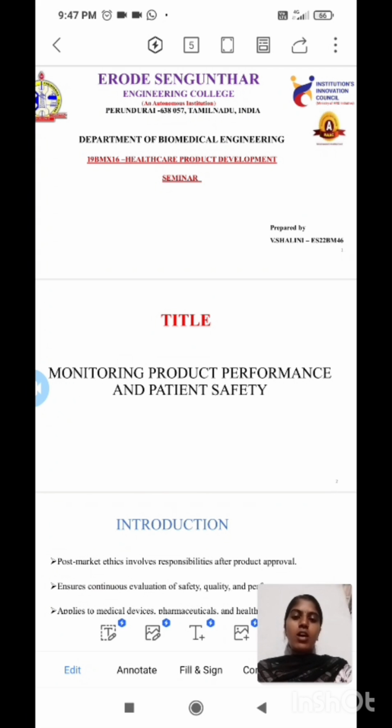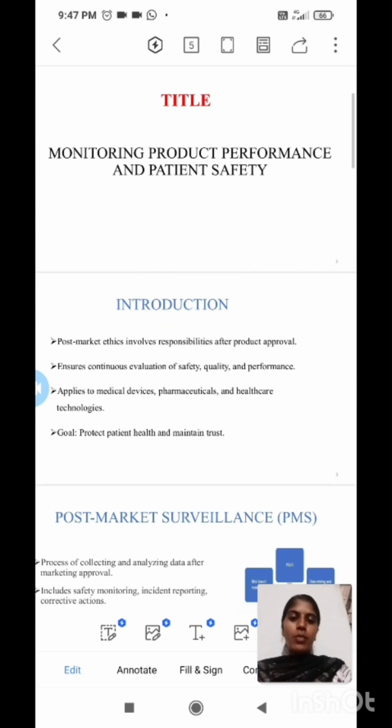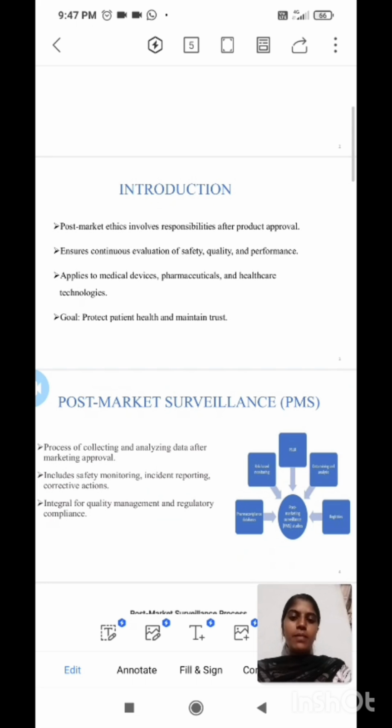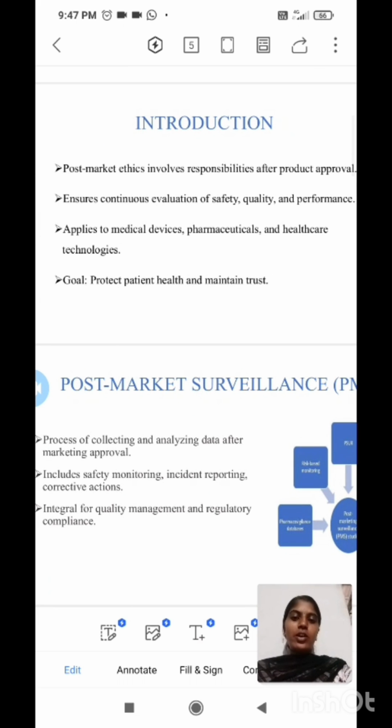So today we are looking at the subject, healthcare product development. Under that subject we have one topic. Today we are discussing the topic: monitoring product performance and patient safety. So next we go to the introduction.